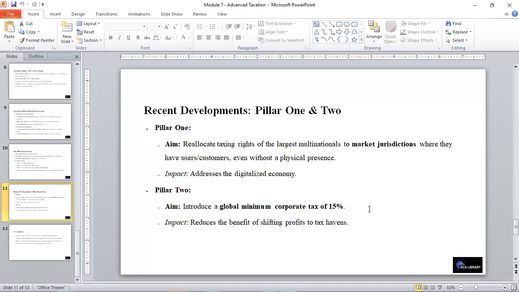And we have recent developments from BEPS, which is the response to it. The first is Pillar 1, which aims to reallocate taxing rights of the larger multinationals to market jurisdictions where they have users or customers, even without a physical presence. And the impact of this is that it addresses the digitalized economy. The second pillar aims to introduce a global minimum corporate tax of 15%, and the impact of this is a reduction in the benefit of shifting profits to tax havens.